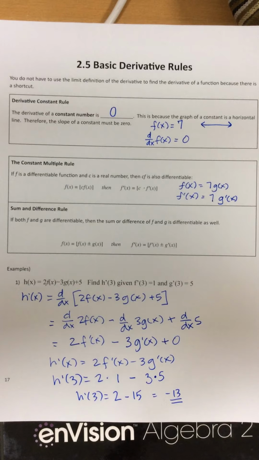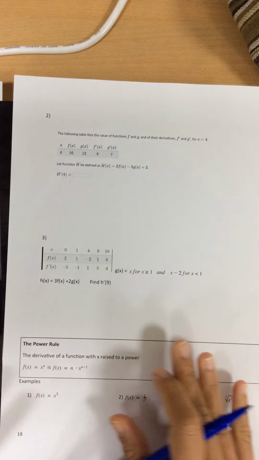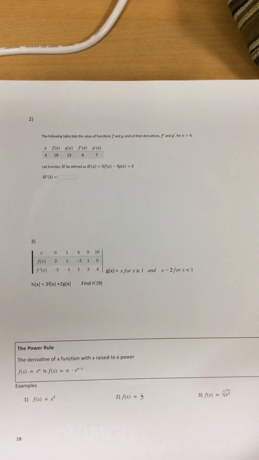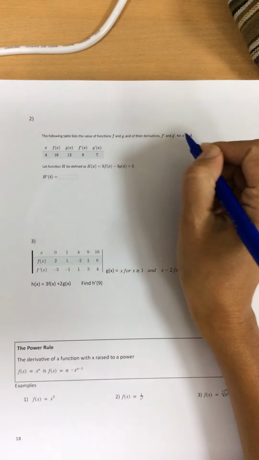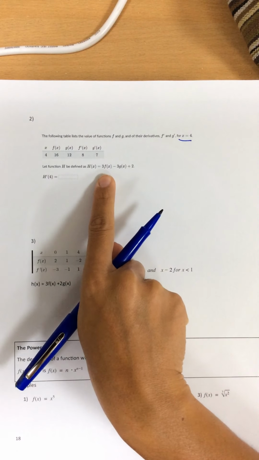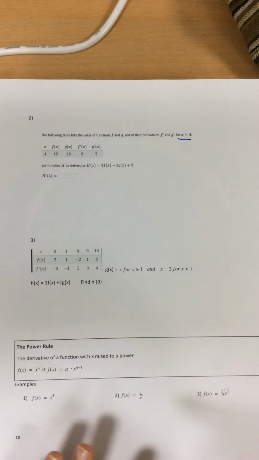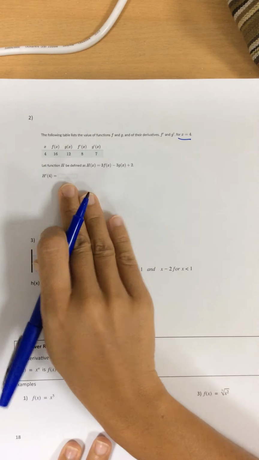All right, let's do a couple more examples before I give you the last rule. Here's example 2. The following table lists the values of the functions f and g and their derivatives f prime and g prime for when x equals 4. Let h be defined as 3 times f of x minus 3 times g of x plus 2. So they want us to find h prime of 4.